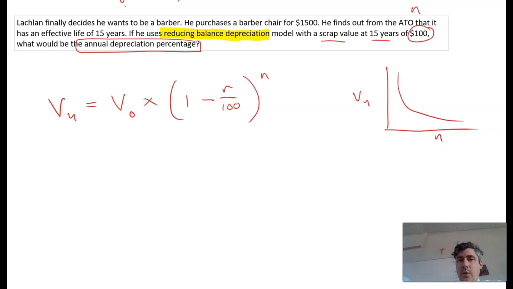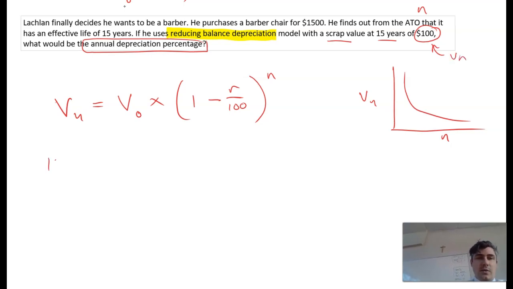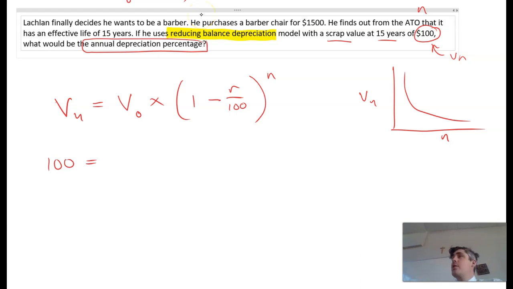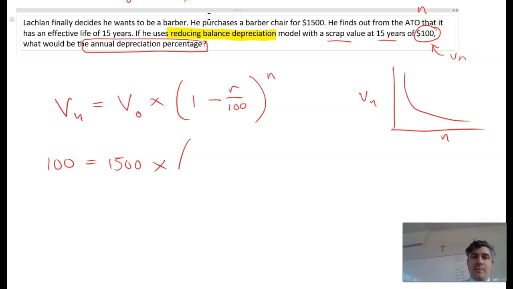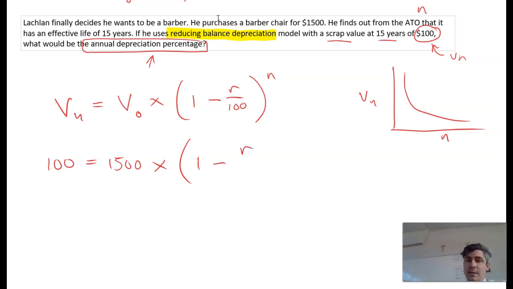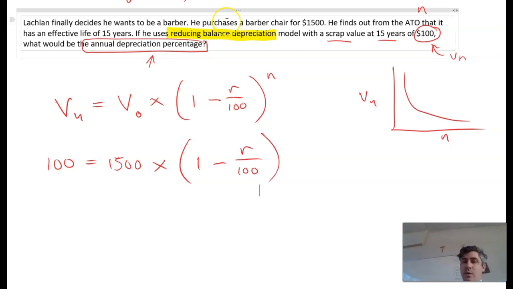Now, in that equation, we have a bunch of the information, all right? We have the scrap value. Okay, that's going to be Vn. That's the future value. So 100 equals the original value, which is 1,500, times. Now, we don't know this whole multiplier yet because it's asking us what is the annual depreciation percentage. So we're going to leave it as 1 minus R over 100. We don't know R. But we do know that this multiplier is used 15 times. It's for a 15-year repeated period.